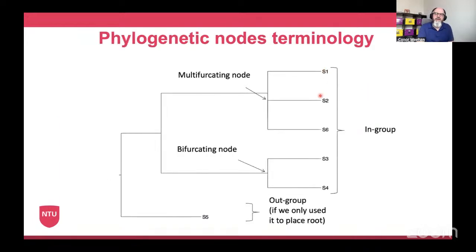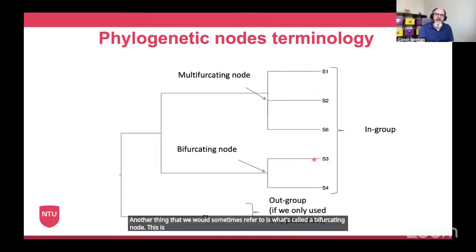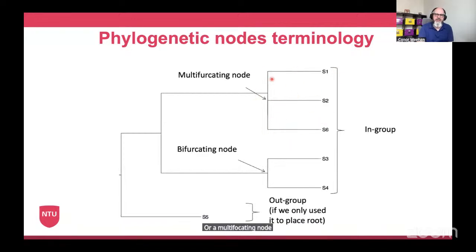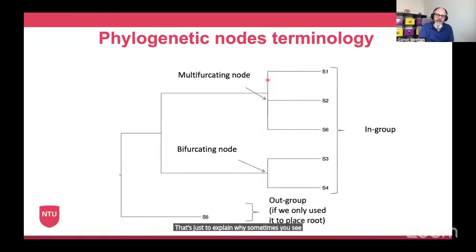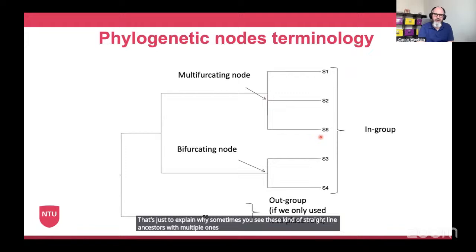Another thing that we would sometimes refer to is what's called a bifurcating node. This is where we have one internal node with 2 ancestors coming off, which is what we want, or a multifurcating node where we have multiple different ancestors coming off. We know that these 3 are more related to each other than they are to these 3 out here, but we don't know which one branched off earlier. So that's just to explain why sometimes you see these kind of straight line ancestors with multiple ones coming off. And I'll explain that a little bit more later.